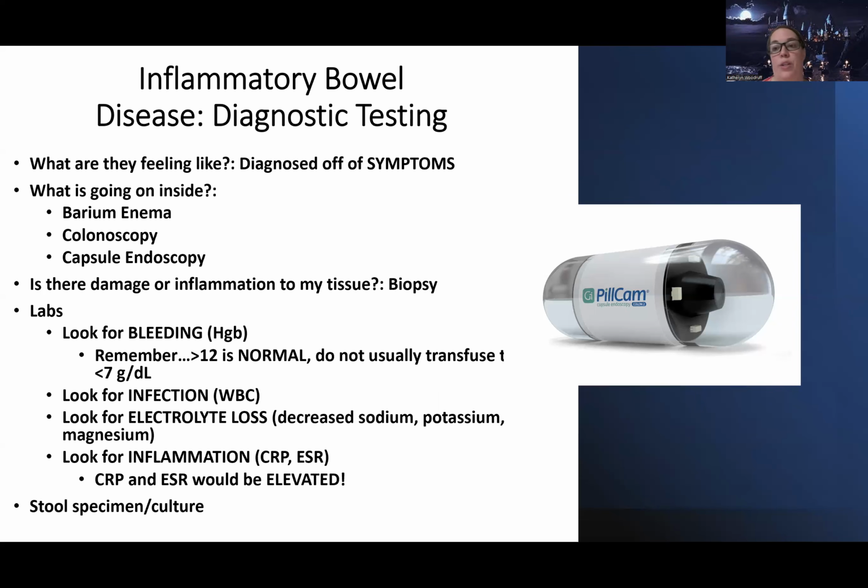And then we also want to look for changes in electrolytes like decreased sodium, potassium, and magnesium with a lot of those diarrhea losses. And then we're going to, of course, look for inflammation because this is an inflammatory disorder. So looking for elevated CRP and ESR. And remember, you don't have to know those numbers in depth, just know that they would be elevated.